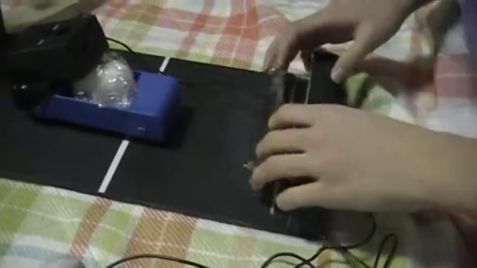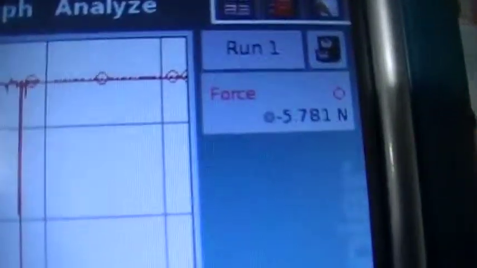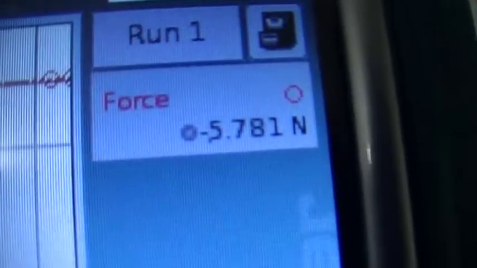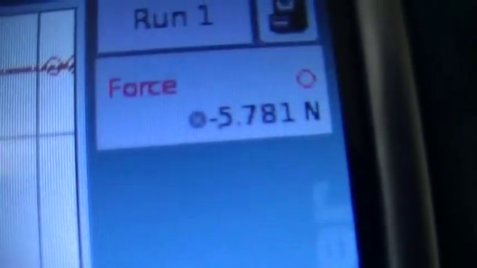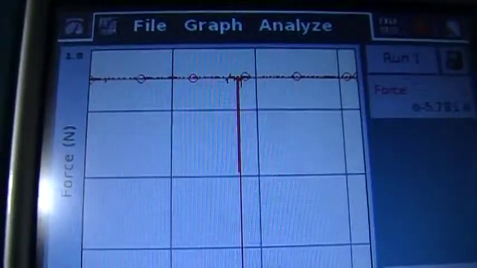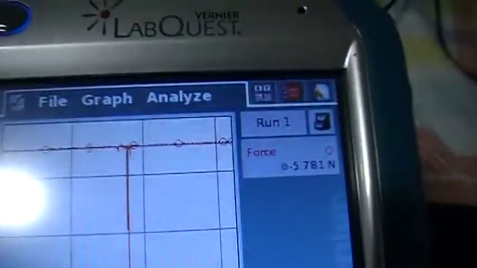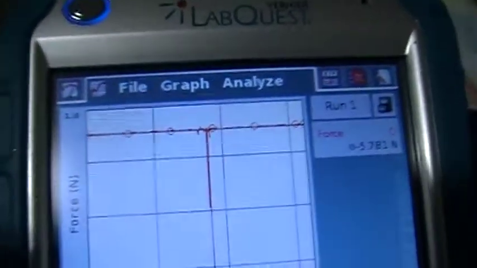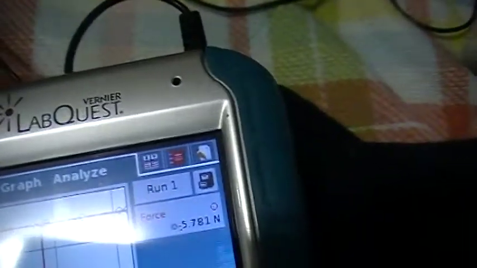As you can see, as the graph interpreted, the force was negative 5.871 newtons. So that's the force, and this is the graph that the calculator interpreted. The elapsed time for this test was 0.52 seconds.